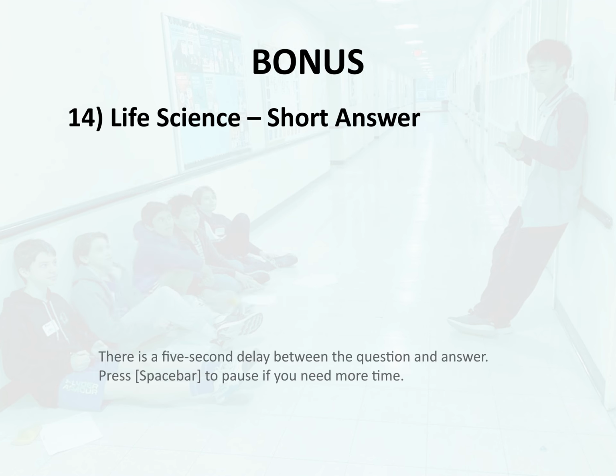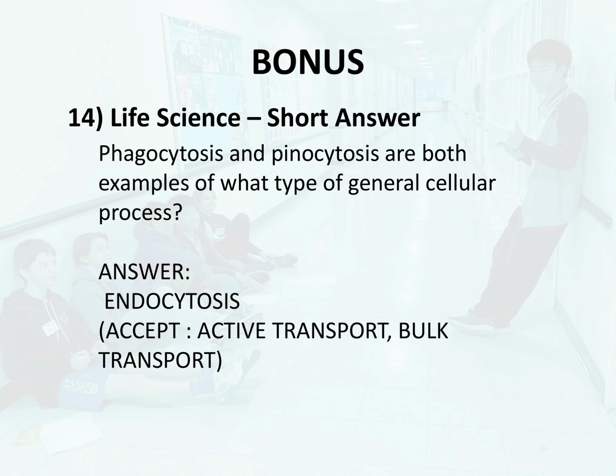Bonus 14. Life science, short answer. Phagocytosis and pinocytosis are both examples of what type of general cellular process? Answer: endocytosis.